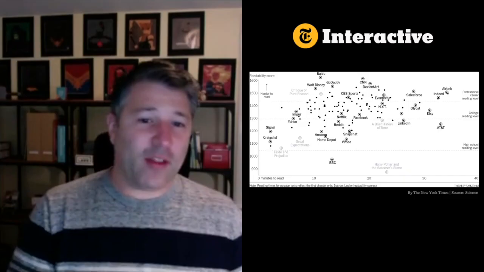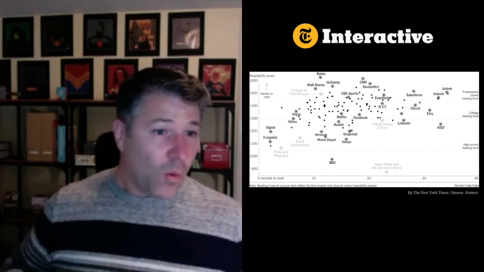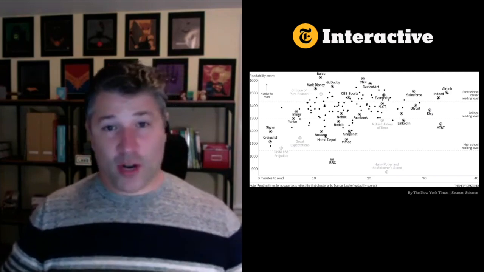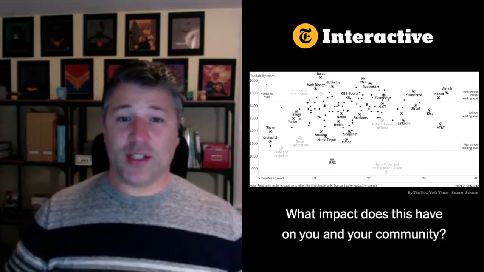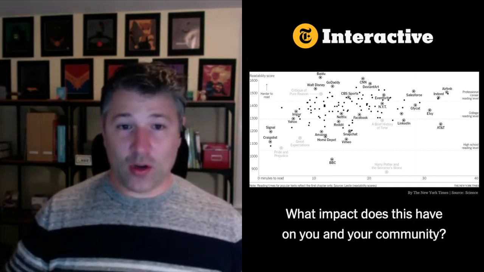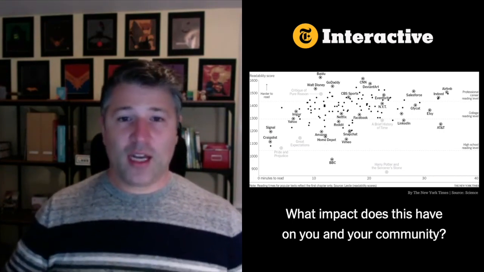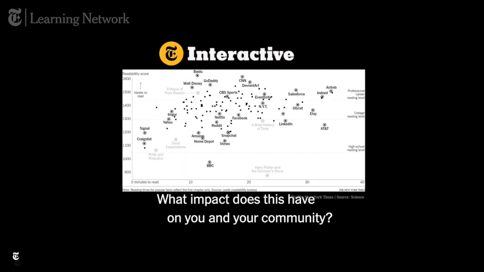So you mentioned connecting it to students' communities, and what we're going to do is take another look at that graph, the internet privacy policies that we looked at through another interactive. So everybody take a look at this graph again, and we'd like you to answer this question: What impact does this have on you and your community? I'm going to expand this graph a bit and give you about a minute to respond.